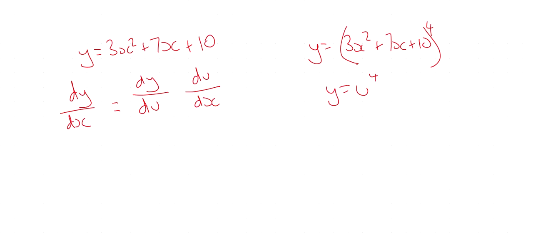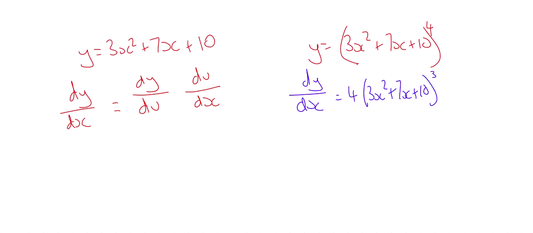So I'm going to differentiate this. I'm just going to erase this so I've got some space. I'm going to differentiate it just like normal, so I'm going to bring down the power. So dy/dx in this case equals 4 times (3x squared plus 7x plus 10), and then I'm going to reduce the power by 1. We know how to do that. That's not surprising. But now I have to multiply this whole thing by the derivative of just the bit inside the bracket. So now I get 6x plus 7. That's the differentiation of u.